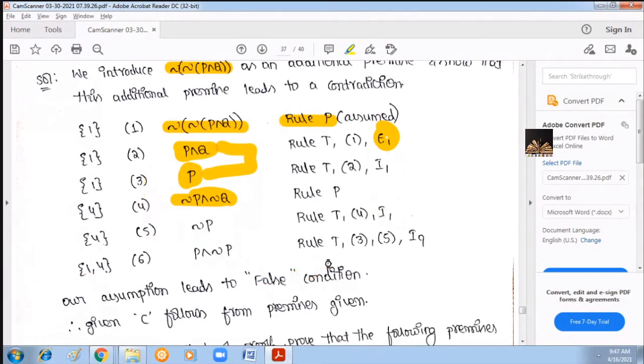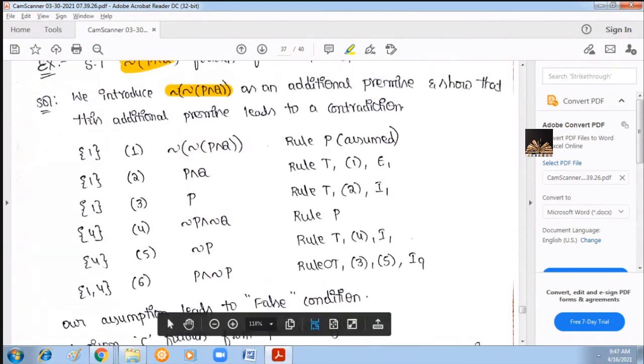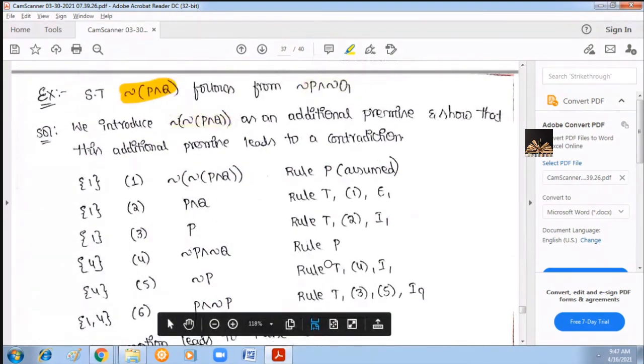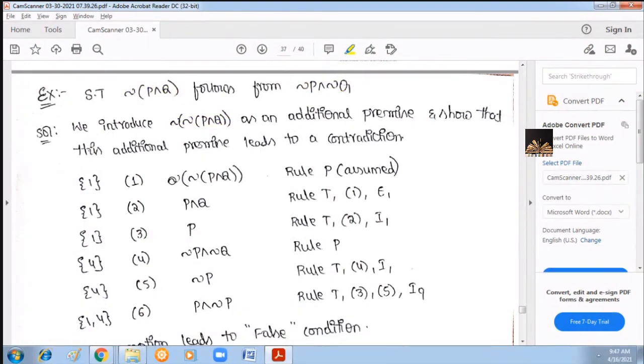Let me explain one more time. First, you need to take the negation of your conclusion. Consider the negation of your conclusion as one premise.